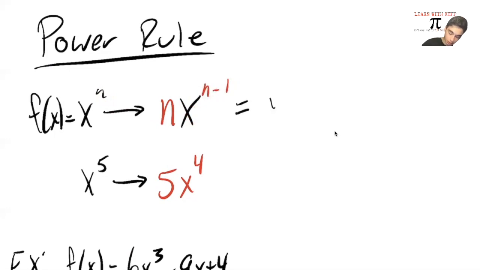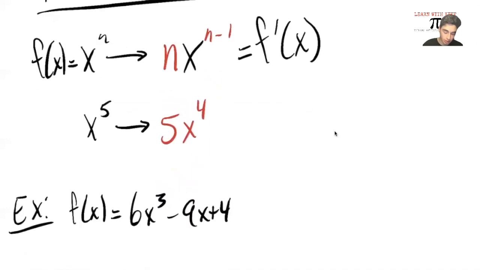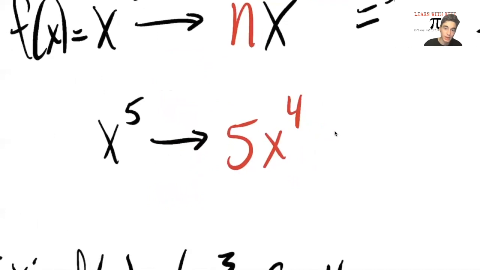And this would be equal to the derivative of that function, f prime of x. Okay, so for example, x to the 5th power equals 5x to the 4th, because we're bringing that 5 down to the front, and then we're subtracting 5 by 1, which equals 4. So 5x to the 4th power.